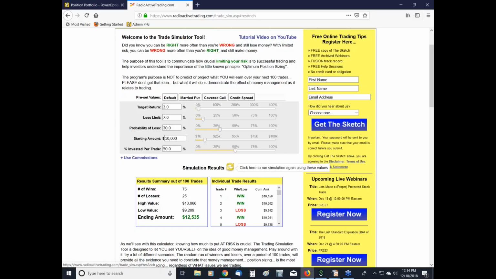I'm trying to get to a lower one here. There we go, 69%. You're right just about that 70% of the time, but you're down 8%. You're not meeting your goals for the trade.